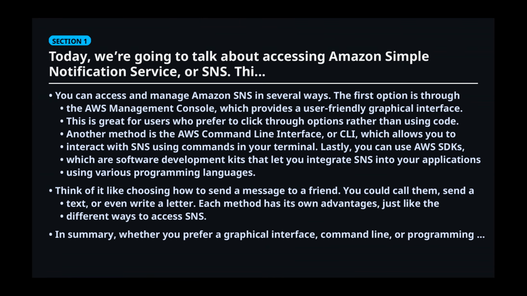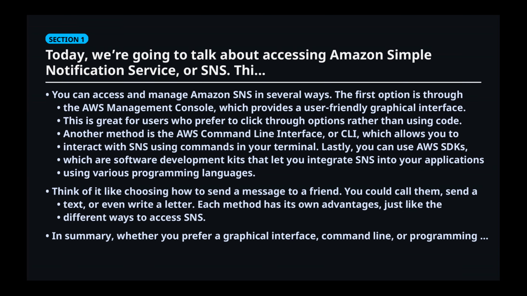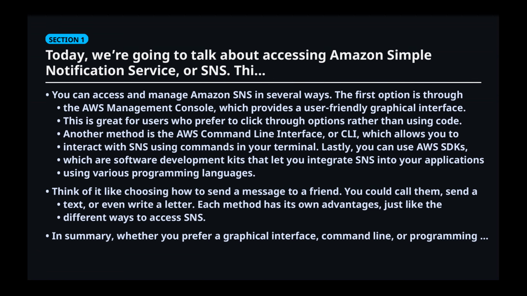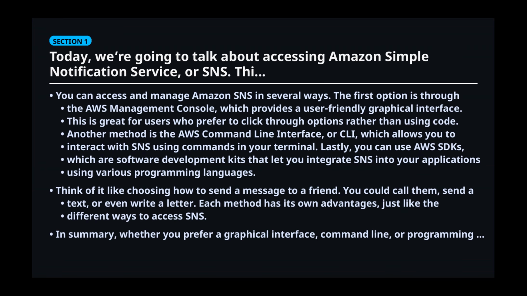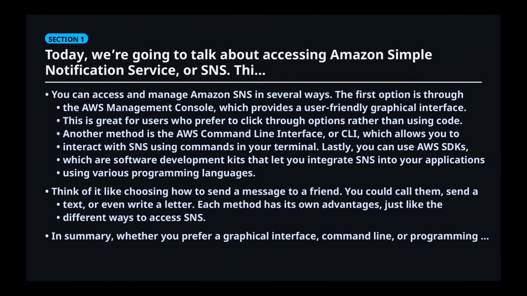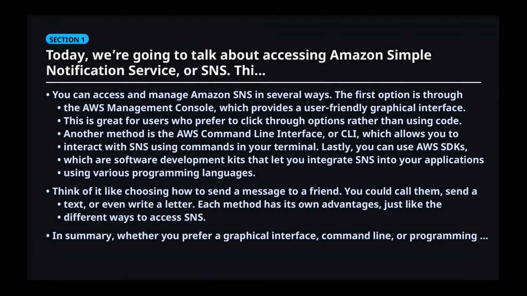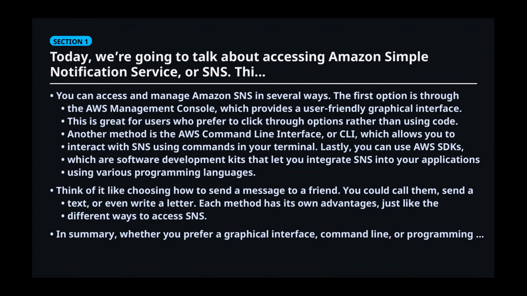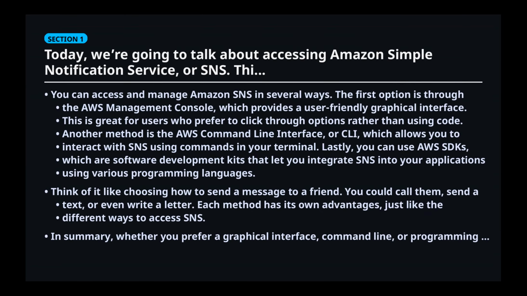You can access and manage Amazon SNS in several ways. The first option is through the AWS Management Console, which provides a user-friendly graphical interface. This is great for users who prefer to click through options rather than using code. Another method is the AWS Command Line Interface, or CLI, which allows you to interact with SNS using commands in your terminal. Lastly, you can use AWS SDKs, which are software development kits that let you integrate SNS into your applications using various programming languages.